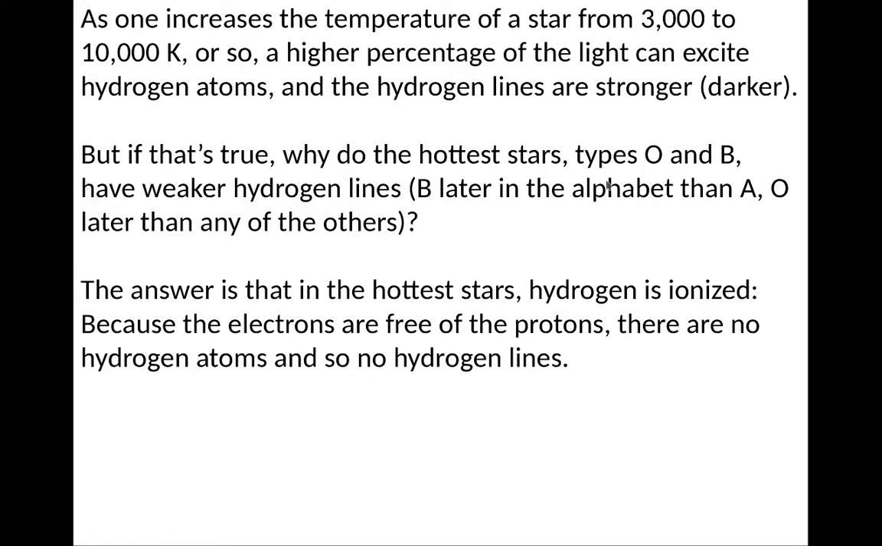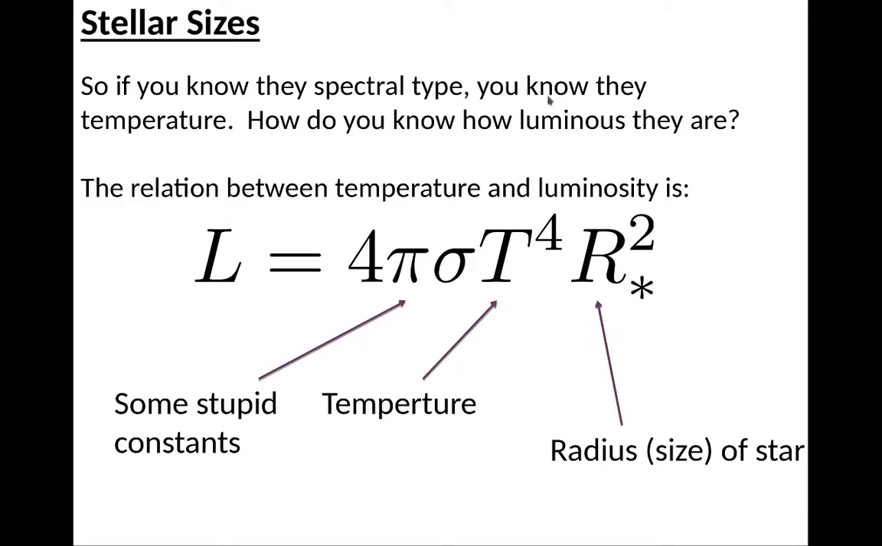Well, it turns out that in the hottest types, the hydrogen has weaker lines because hydrogen becomes ionized. All the electrons in the hydrogen atoms get knocked out of their respective atoms, so there are many fewer electrons to be excited in the first place. And so there are very few hydrogen lines in O stars, and fewer hydrogen lines in B stars than in A stars, right? So great, now you know the spectral type. You can identify it by looking at the spectrum: you look at how strong the hydrogen line is, and that gives you a spectral type. So now you know the temperature, right?